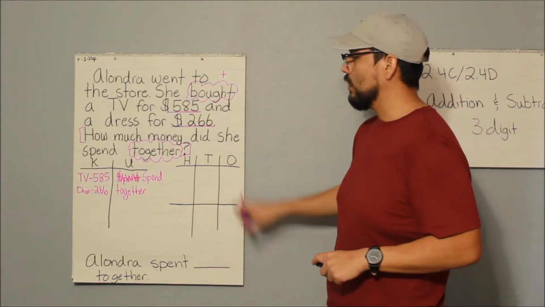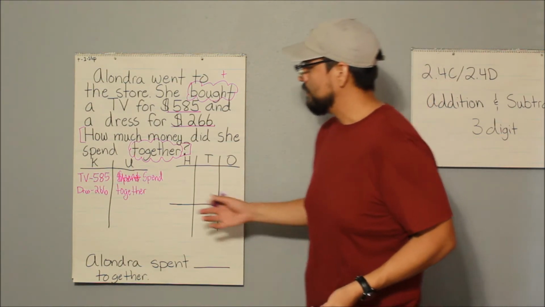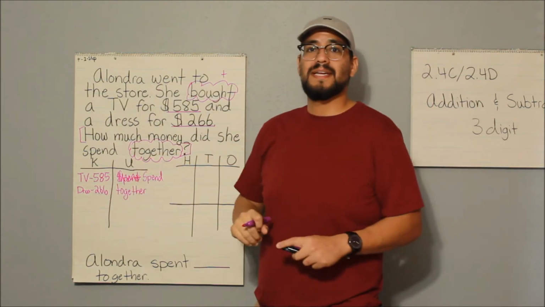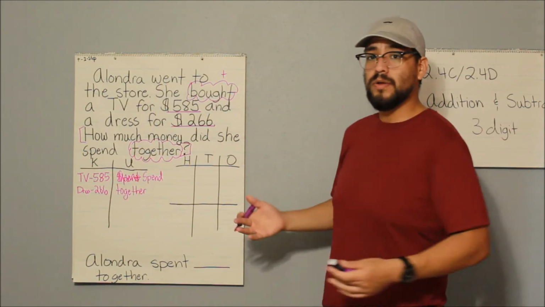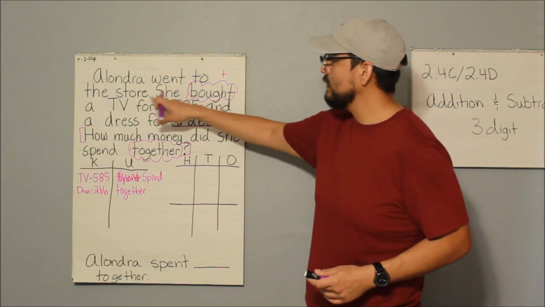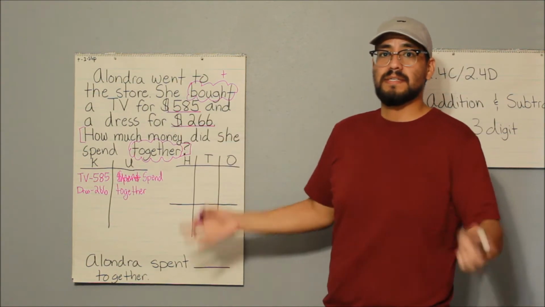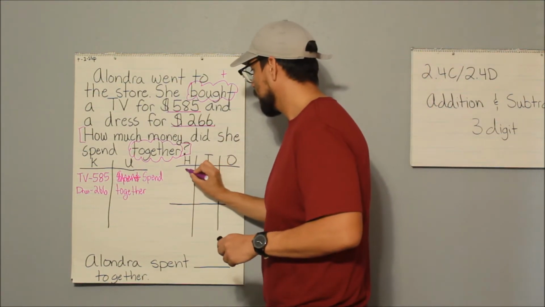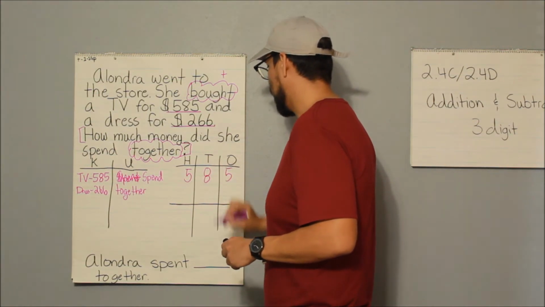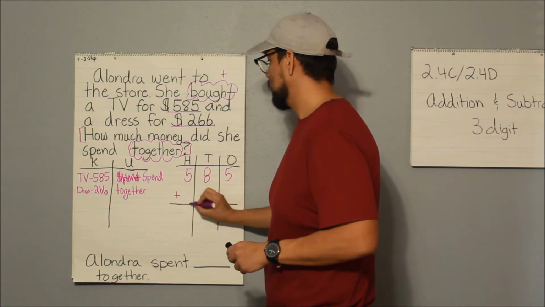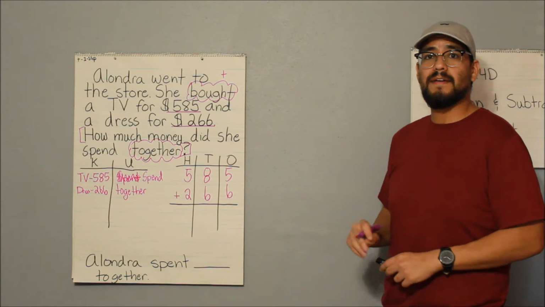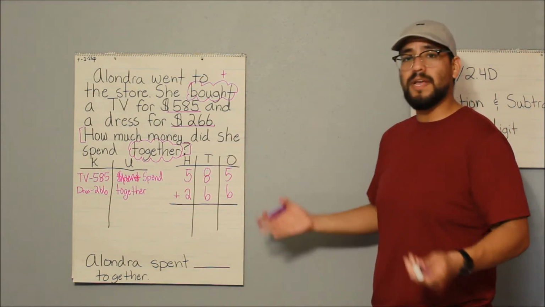I'm going to plug in our equation. What is our equation? 585 plus 266. And how do we know this? Because she bought and we're looking how much she spent together on the TV and on the dress together. So 585 plus 266. Now I have our equation written out. All we have to do is add.